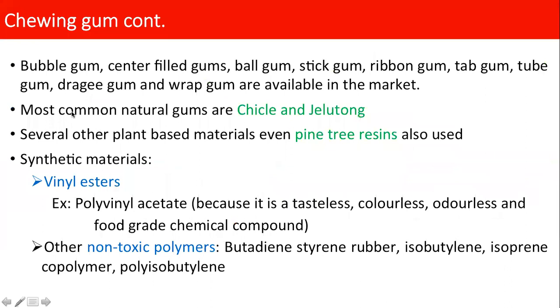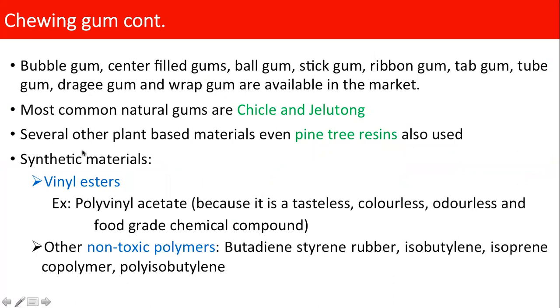So we call it chewing gums, we call it bubble gums, and centerfilled gums are available, ball gums, stick gums, ribbon gums, tab gums, tube gums, dragee gums and wrap gums are available in the market. And the natural gums, Jelutong and Chicle, are the commonly used natural gums. And we can use some pine resins, you know, from the pine tree, to develop chewing gums.